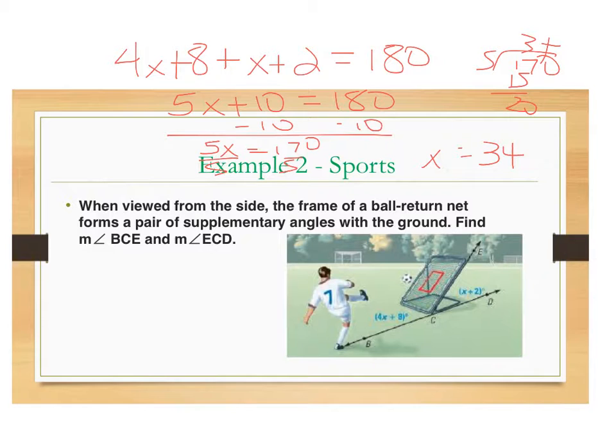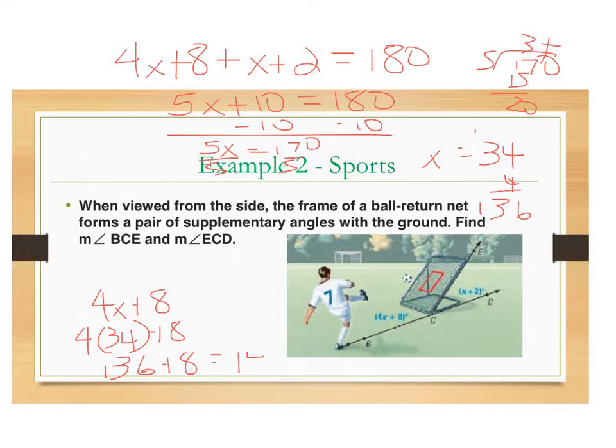Now, did it ask me to find x? No. What did it ask me to find? The measures of the two angles. So now I'll take my 34 and I'm going to replace it into each one of the expressions. So first I'll plug it into the 4x plus 8. So 4 times 34 plus 8. 4 times 34, 136, plus 8, gives me a grand total of 144 degrees. So BCE is 144 degrees.